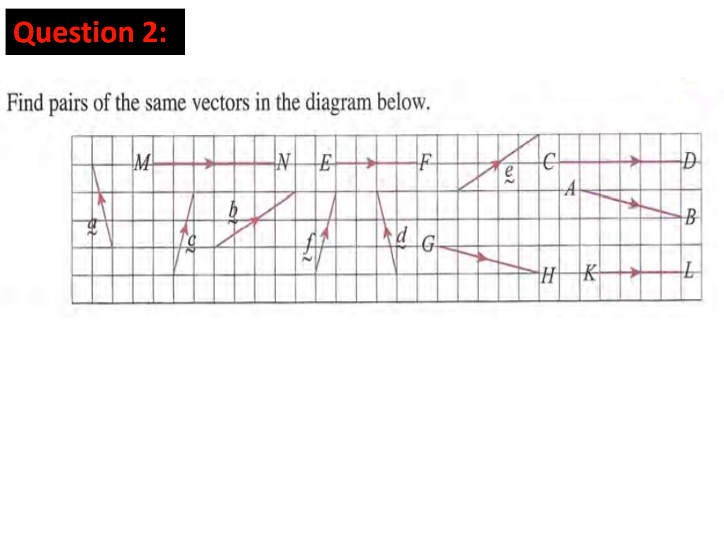Question number 2. Find pairs of equal vectors in the diagram. Equal vectors means the vectors have the same magnitude and direction.